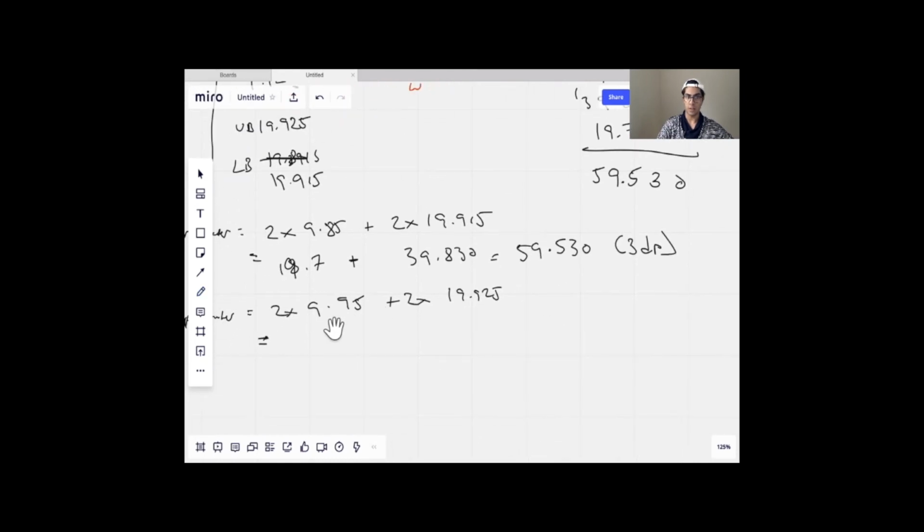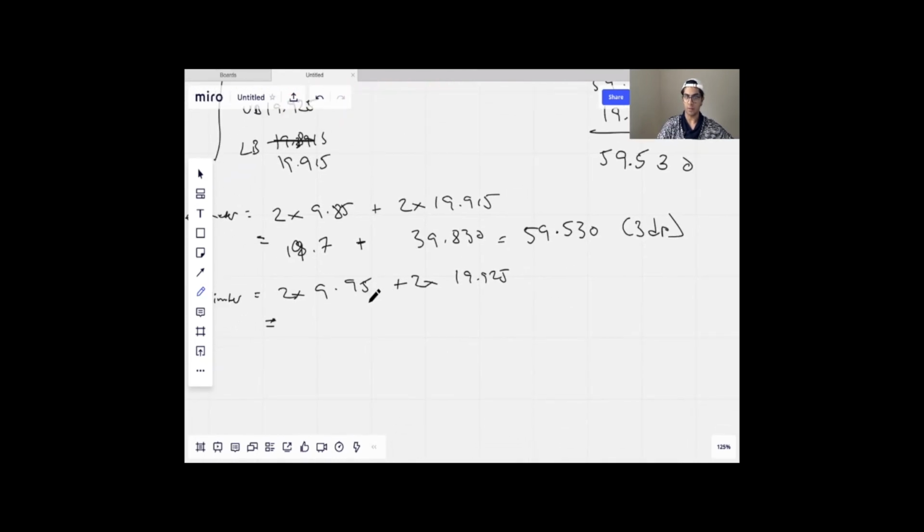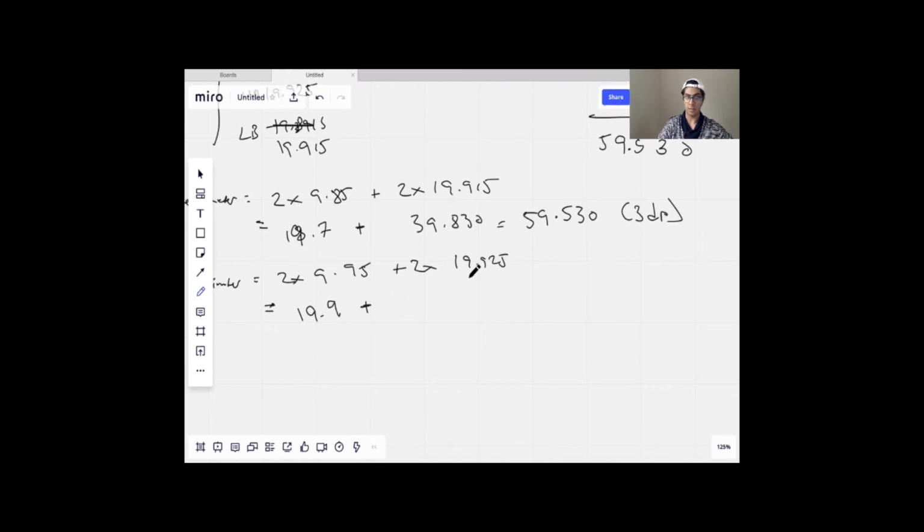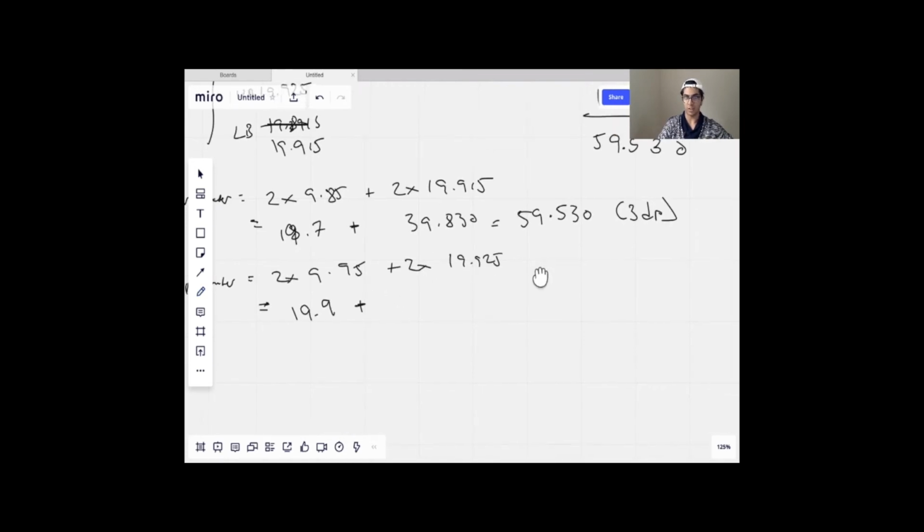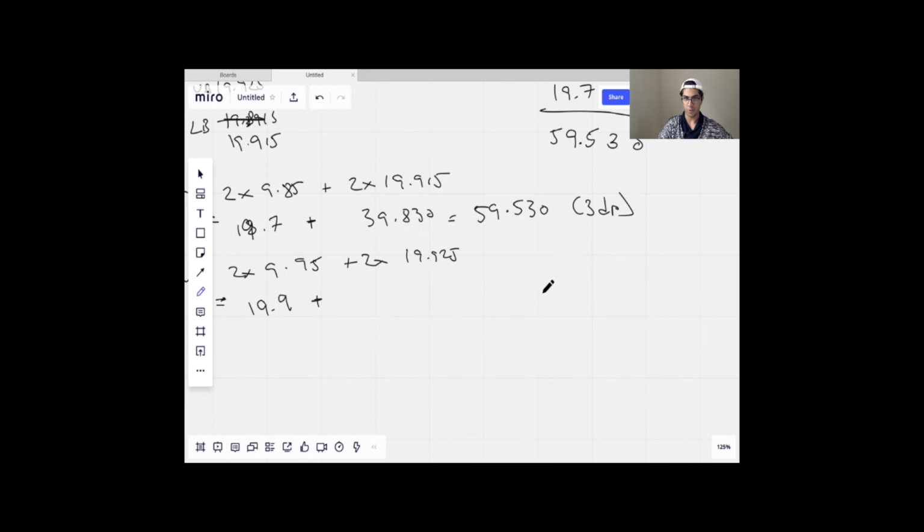Okay, we can do the same thing here, 2 times 9.95. Well, the quick trick here, going back to our estimation topic, is we can just round this to 10, that's 20, but then there's this 0.05 that we have to minus, and we have to do that twice. We minus 0.1, so that becomes 19.9, plus, and then again, actually I'll just do the good old cross multiplication here.